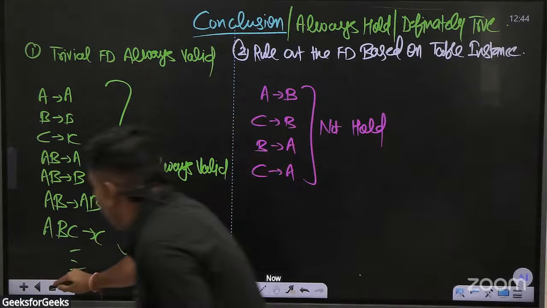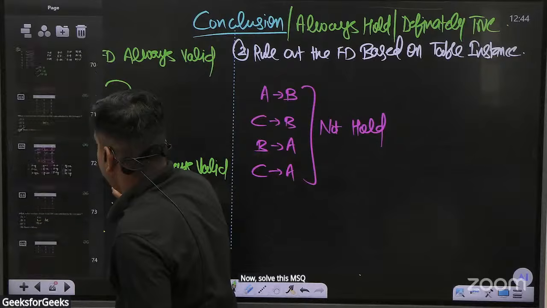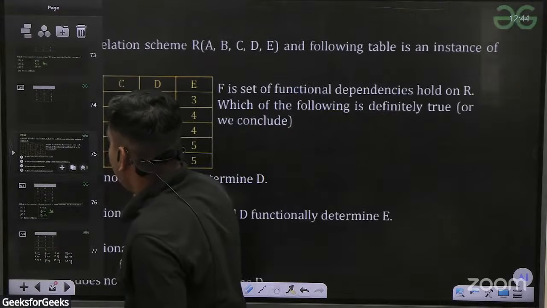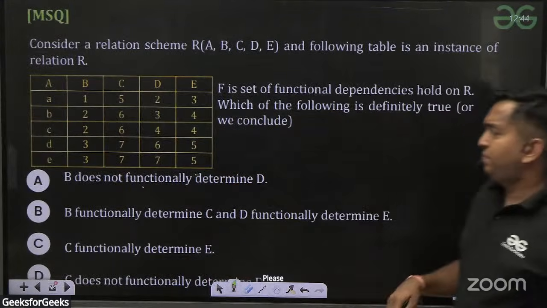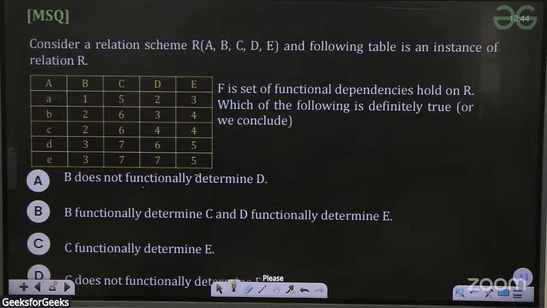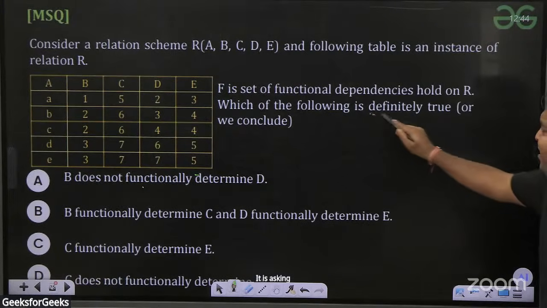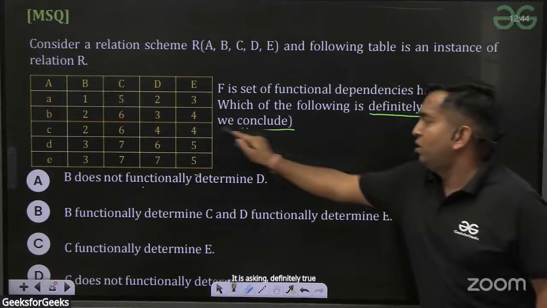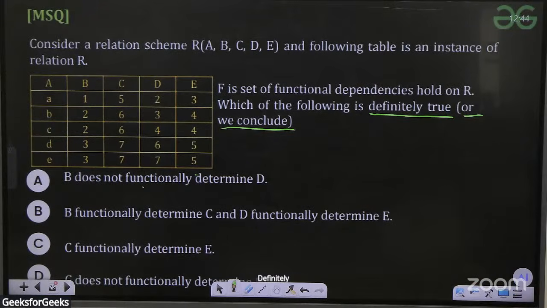Now solve this MSQ. Everyone, please. It is asking definitely true or conclude. Tell me what is the answer.